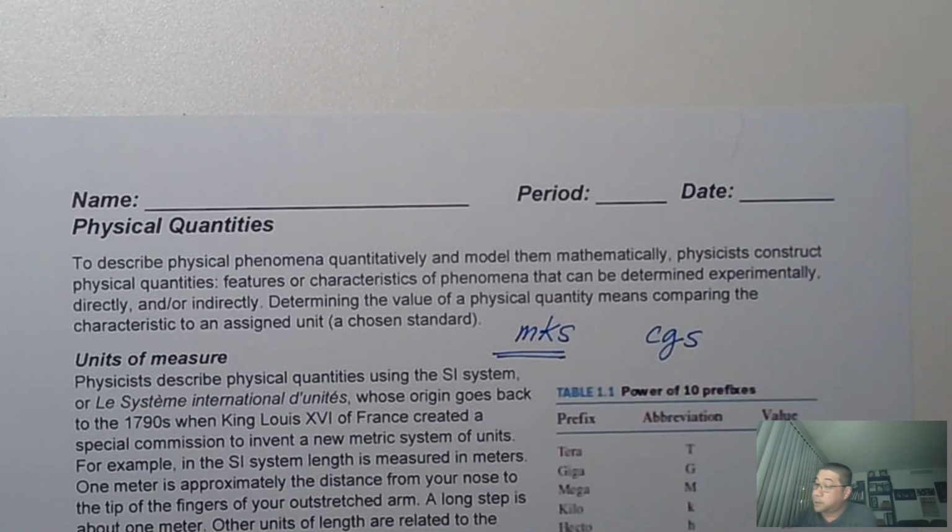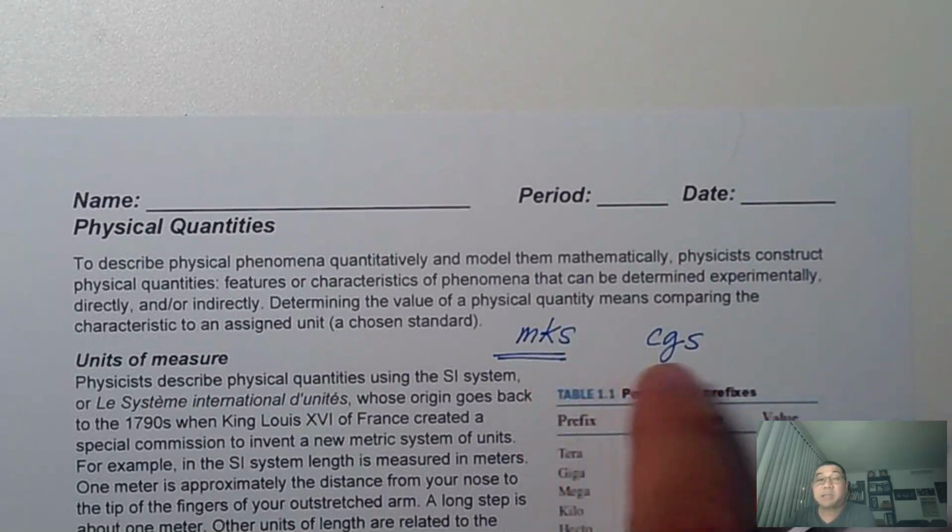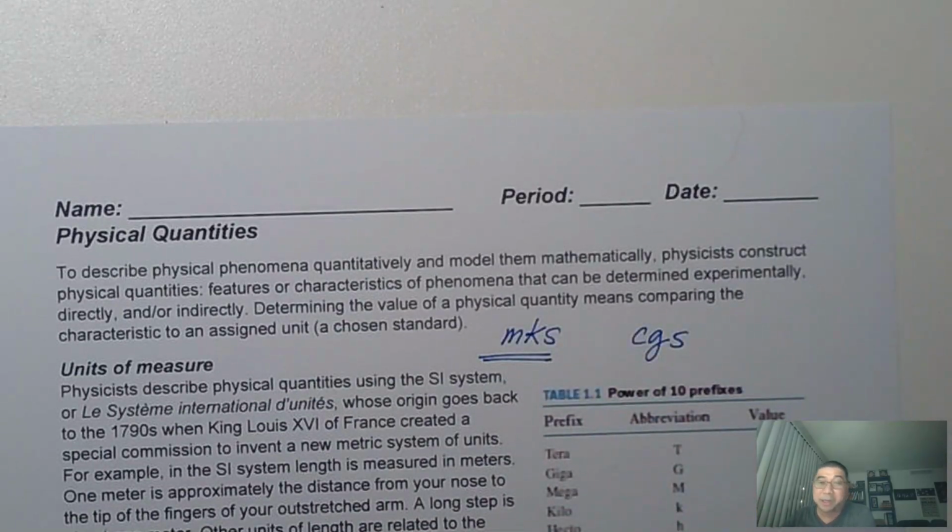Now, in our case, MKS, CGS. And the two other countries, before I forget, that still use the English system: the first one is Myanmar, formerly known as Burma, one of the poor third world countries in Southeast Asia. And then another one is located in the so-called old Russian Federation, and that is Liberia.